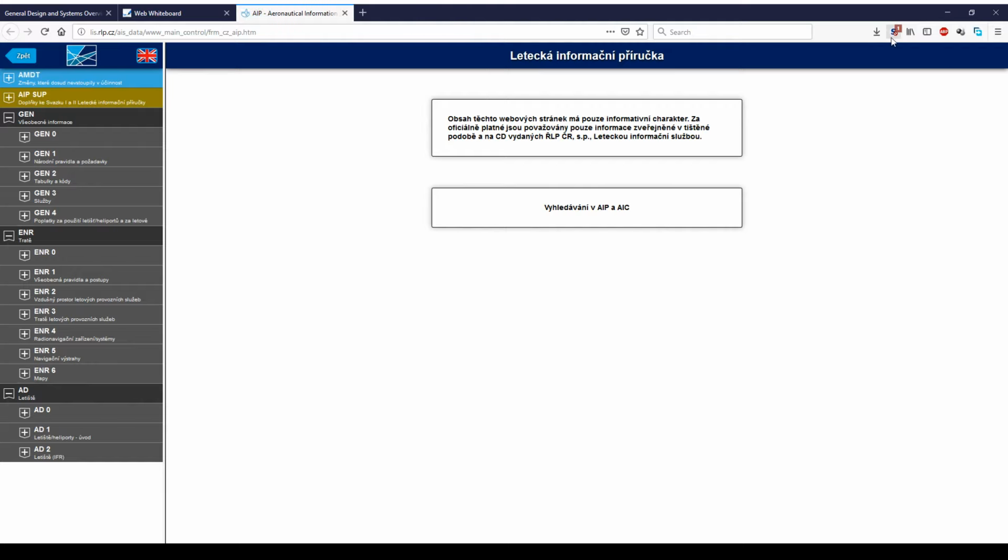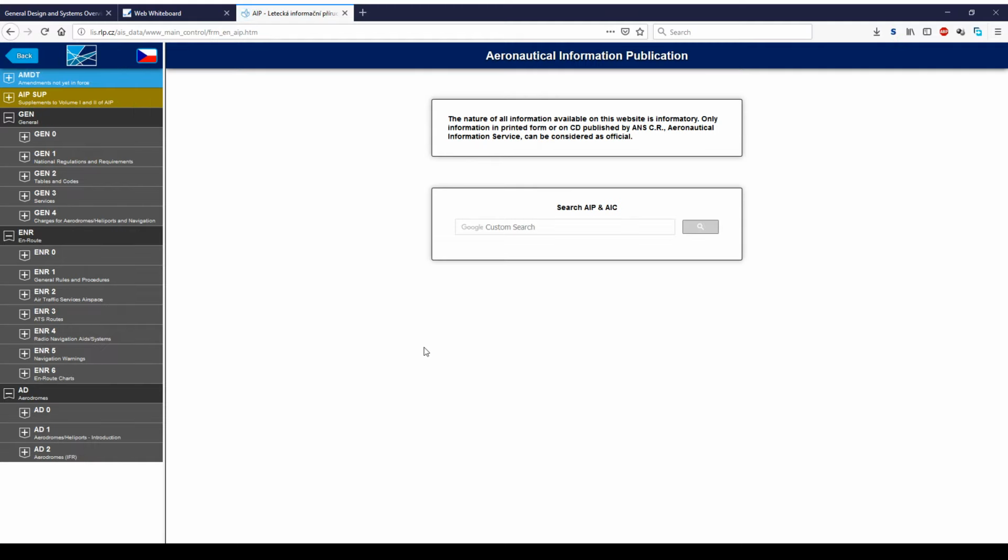So basically, as I said, you have the two main systems of approach, 2D and 3D. 2D is without vertical guidance, usually called non-precision approach. And then you have the precision approach, which has the vertical guidance, for example, ILS system, MLS, precision approach radar.